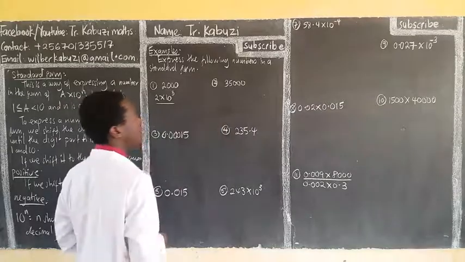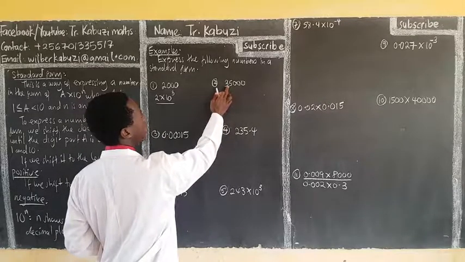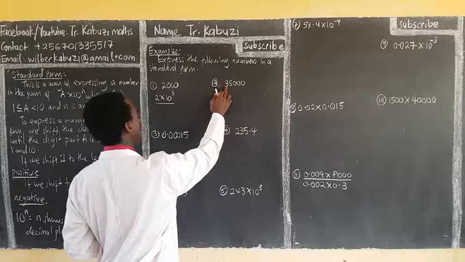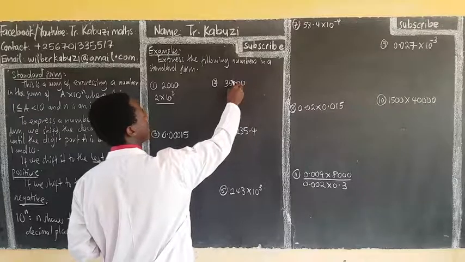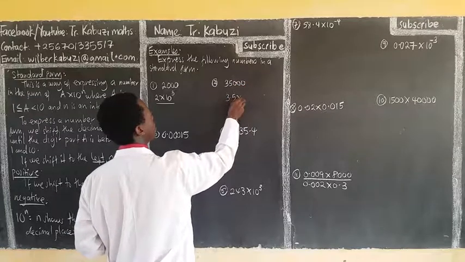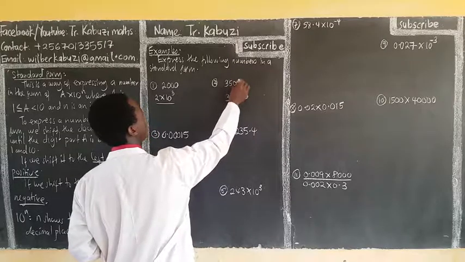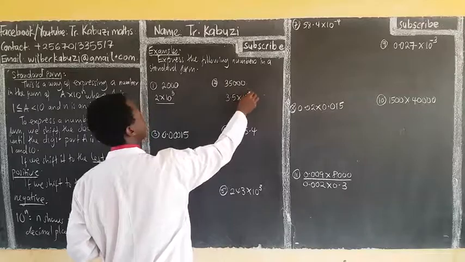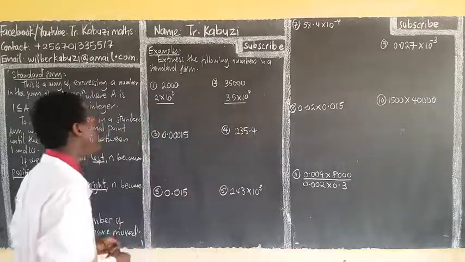When you count this, you see that our decimal point should be here, because the first digit should be between 1 and 10. So I shift, 1, 2, 3, 4. So this will be 3.5 times 10. I have moved it 4 times, 1, 2, 3, 4. So it's here. We are moving 4 times, and it's positive because we are moving to the left.